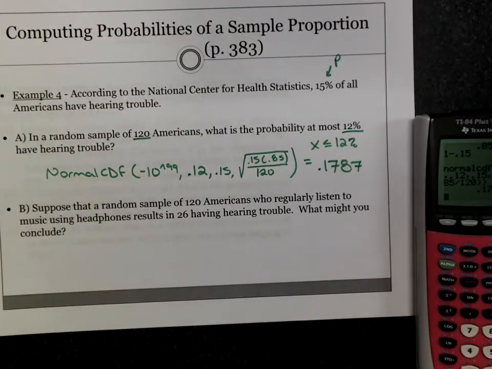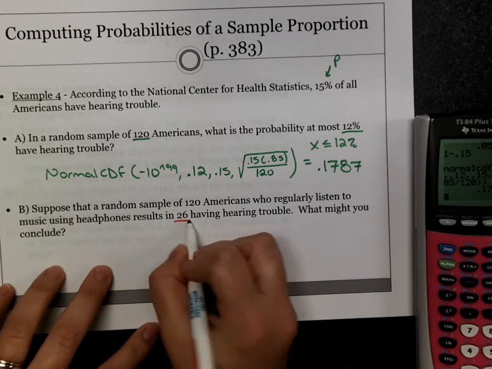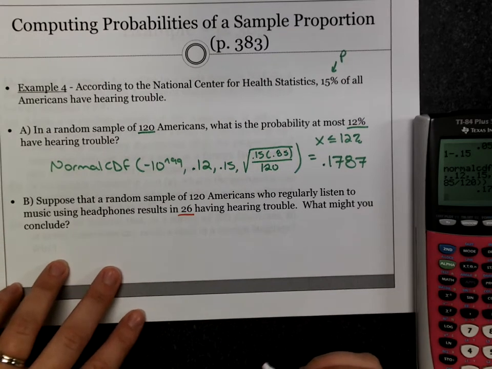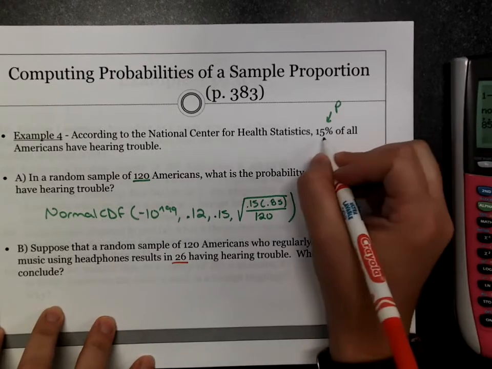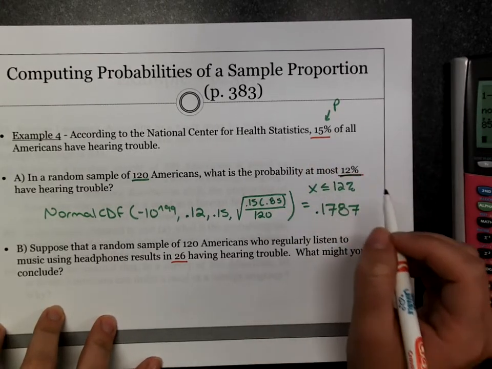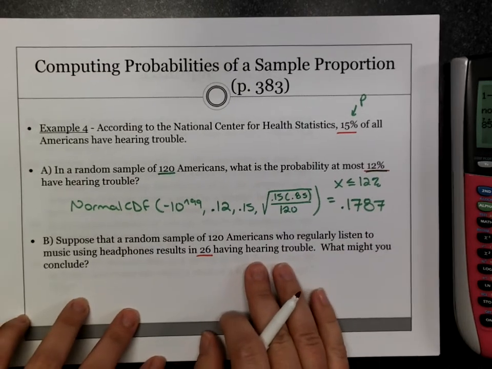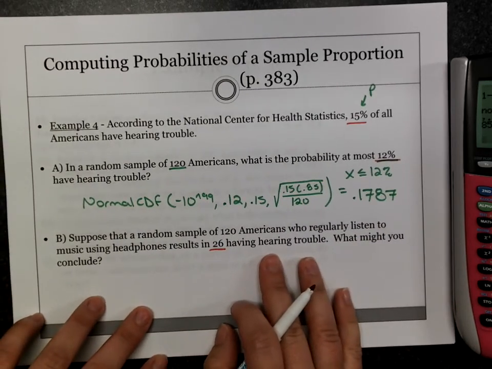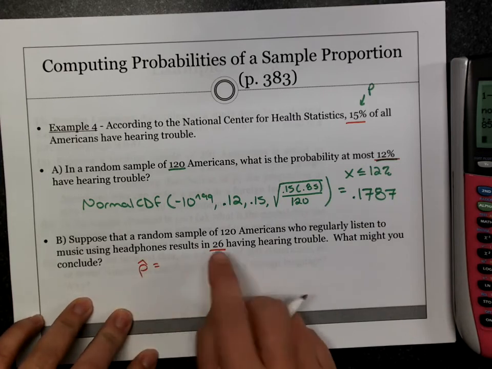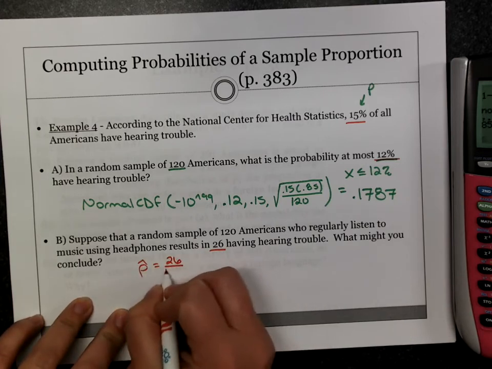Now question B is a little bit different. It says, suppose that a random sample of 120 Americans who regularly listen to music using headphones results in 26 of them having hearing trouble. What might you conclude? Now I want you to notice that the first question gave us a percentage. This question does not give us a percentage. We have to calculate the proportion ourselves, 26 out of 120.